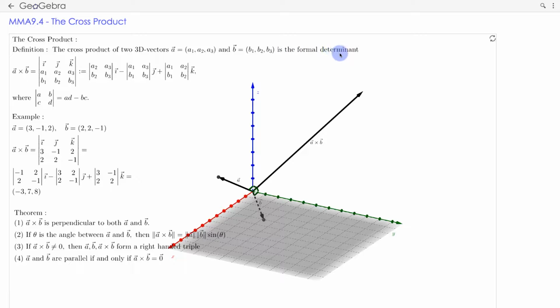So it's the formal determinant. I'll get back to what I mean by that. Given by this, I mean, this is a formal determinant. What this means is this. So here we have the vector A, and then we write this cross, and then B. That's why it's called the cross product.